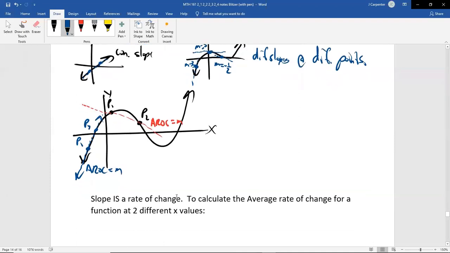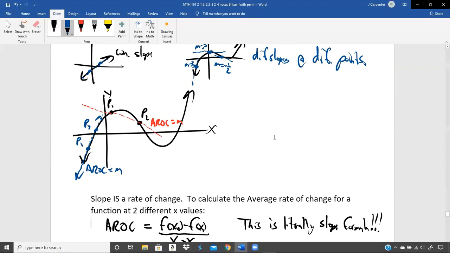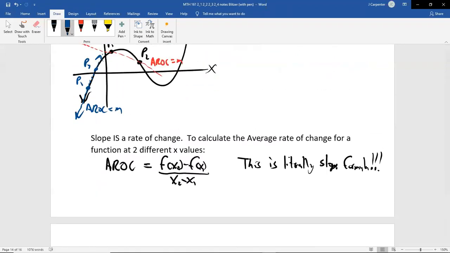So slope is a rate of change, as we talked about, and the average rate of change formula for a function at 2 different x values is, so we're going to go AROC for average rate of change. It's going to be f of x2 minus f of x1 divided by x2 minus x1. This is literally the slope formula. Three exclamation marks. This is not a new formula. It is just the slope formula, y2 minus y1 over x2 minus x1, but put into function notation.